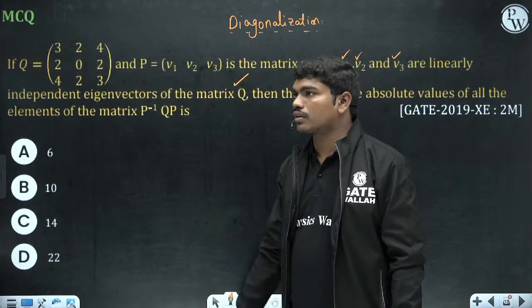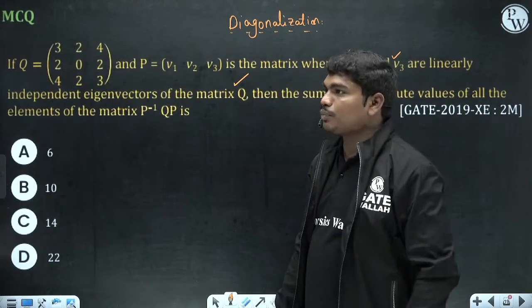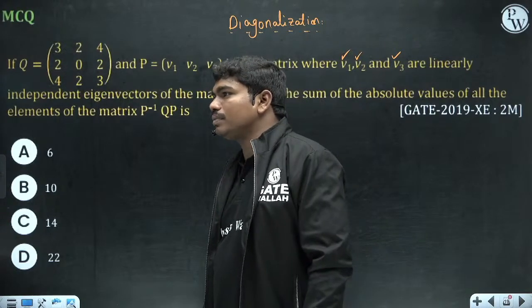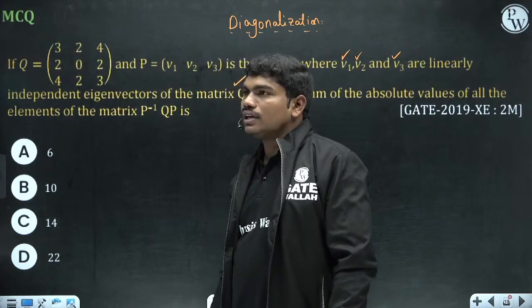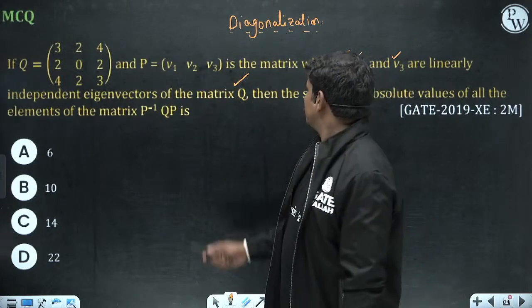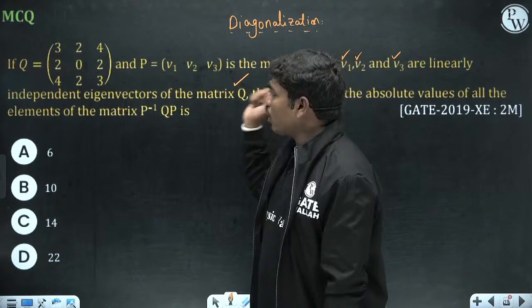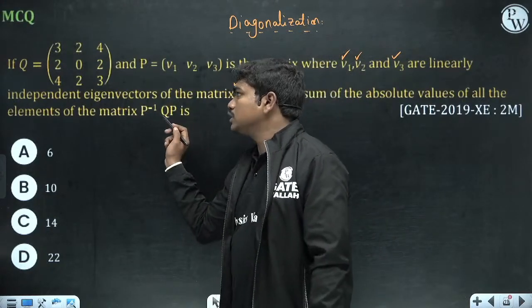P inverse QP is equal to P inverse PD, which is equal to D. So they are asking you the sum of absolute values of all the elements of the matrix P inverse QP.